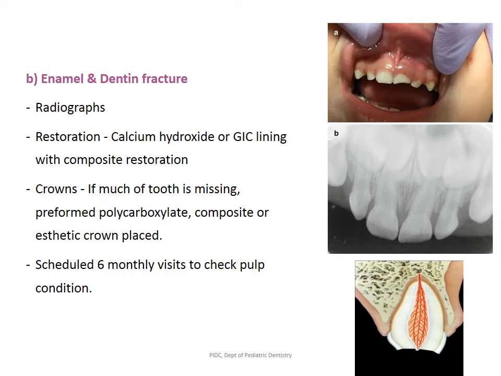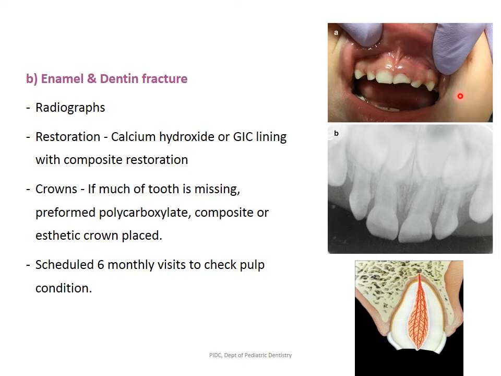If there is a fracture of the enamel and dentine, as you can see in this picture, the next thing we do is radiographs. We need radiographs to confirm the diagnosis, whether it is involving the enamel and dentine only or involving the pulp. If it is only involving the enamel and dentine, then we give a calcium hydroxide or glass ionomer lining, followed by composite restoration or glass ionomer restoration.